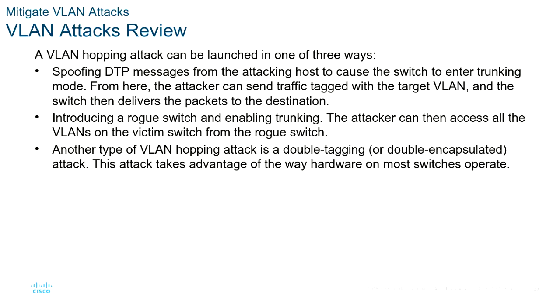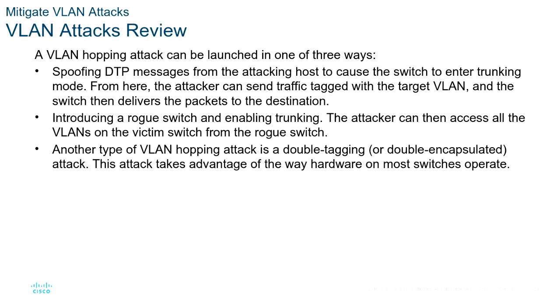Okay, VLAN hopping. We talked about that in the last one. I want to spoof a desktop Dynamic Trunking Protocol message and convince my access port to be a trunking port, so that I get access to all the networks, not just the one I was supposed to get access to. So I can introduce a rogue switch. I can go get a cheap switch from eBay and enable trunking on that port.